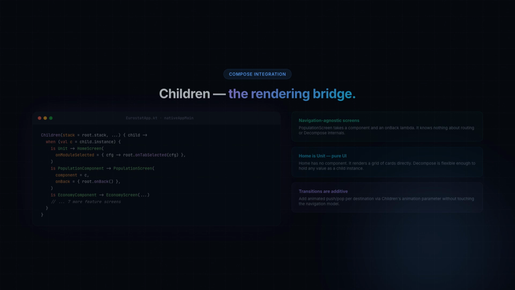Notice that no composable in this when block knows anything about routing. Population screen takes a component and an on-back lambda, that is its entire surface area with the navigation system. Screens are navigation-agnostic. They consume state and emit intents.